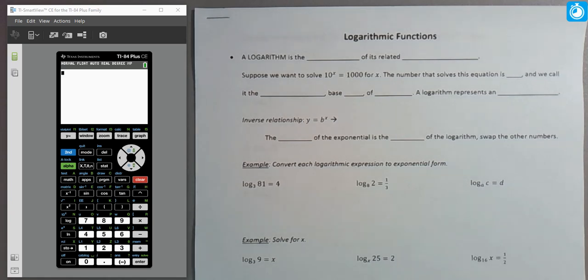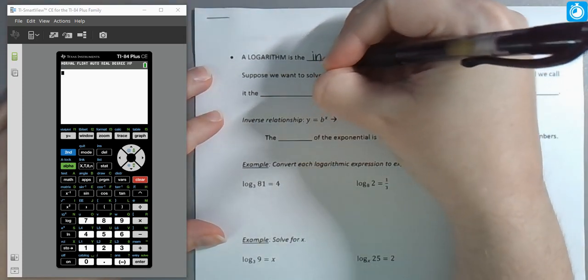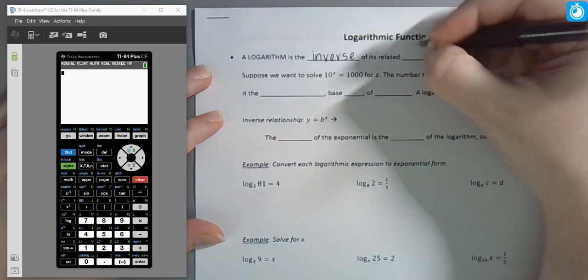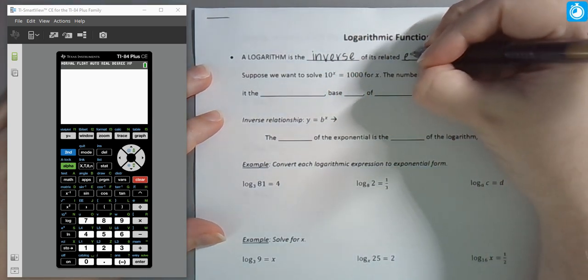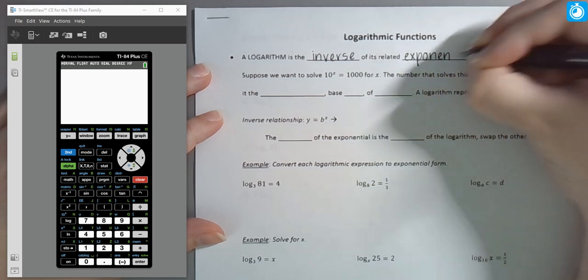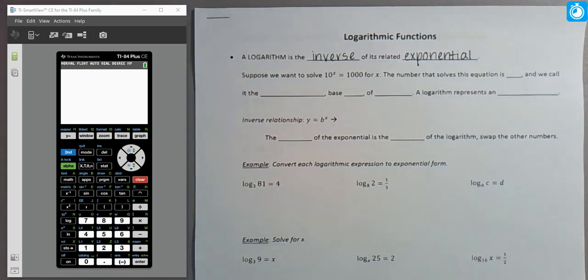So first off, what is a logarithm? A logarithm is defined as the inverse or opposite of its related exponential. They are related to exponentials by the inverse relationship. So what does that mean? Well, addition and subtraction are inverses. An exponent and a radical are inverses. An exponential and a logarithm are inverses.